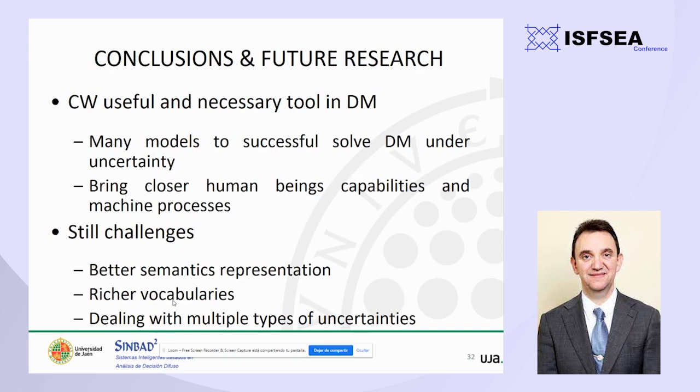Although this idea has been widely used, there are still some challenges, but I would like to conclude this short talk by pointing out that computing with words is a really useful tool for decision-making processes, because it supports the management of uncertainty in this kind of problems and tries to bring closer human beings' capabilities and machine processes. Of course, there are still some challenges in computing with words for decision making: obtaining better semantic representation for the preferences, increasing the vocabularies, and dealing with multiple types of uncertainties. We have focused today on richer vocabulary.